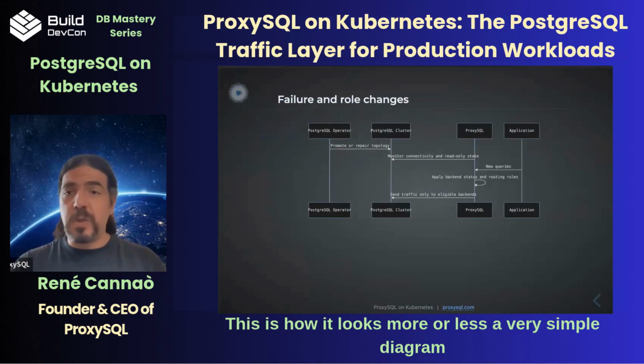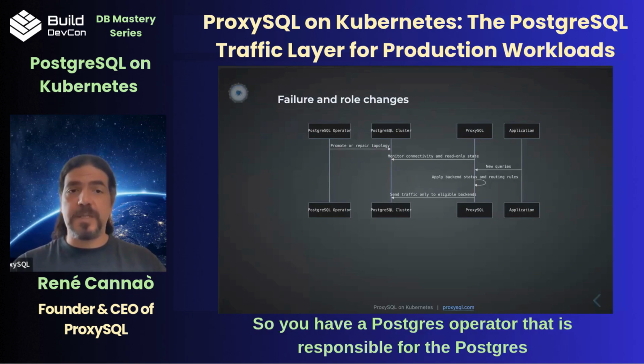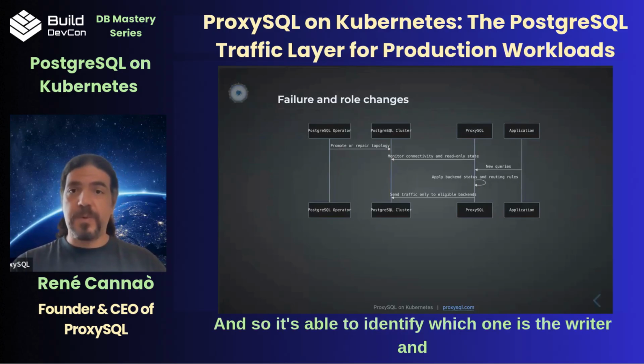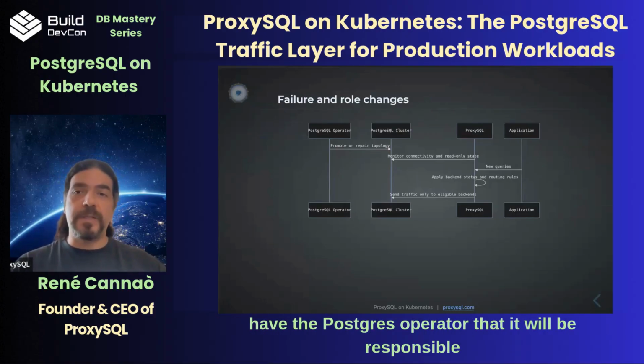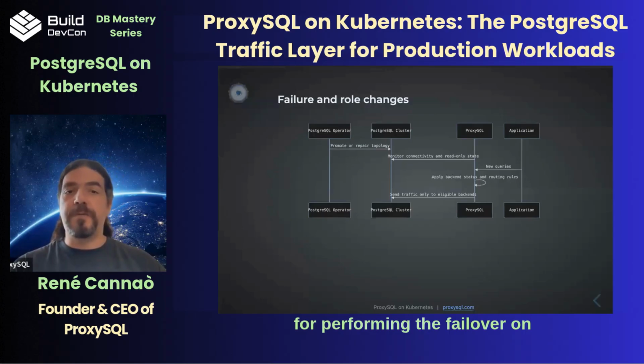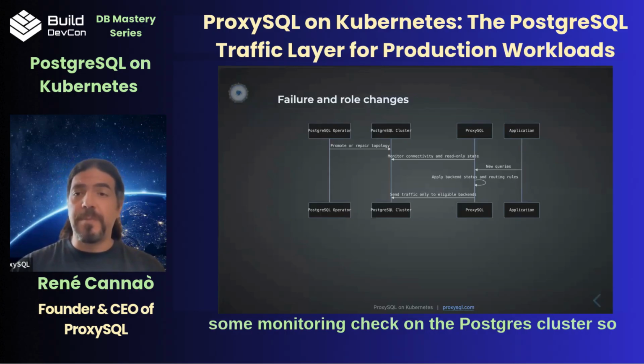This is how it looks, more or less, a very simple diagram of how failures are managed within Kubernetes. You have a Postgres operator that is responsible for the PostgreSQL cluster. It is able to identify which one is the writer, and if for whatever reason the writer becomes unhealthy, the Postgres operator will be responsible for performing the failover. On the other hand, ProxySQL is regularly performing monitoring checks on the Postgres cluster.